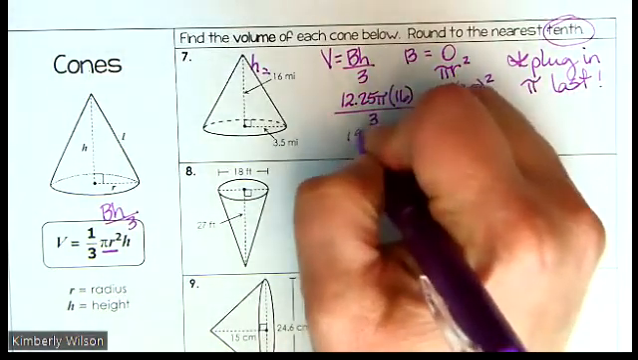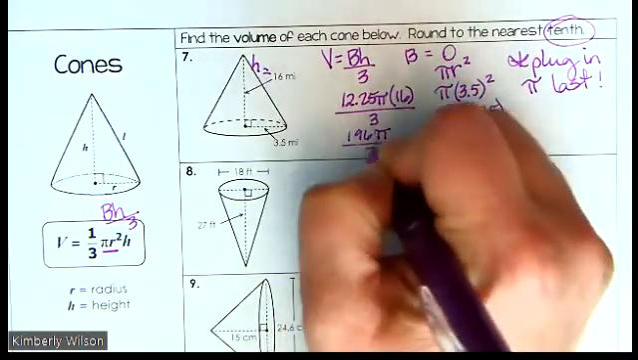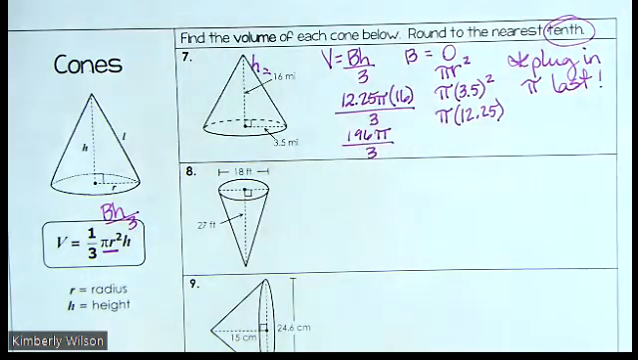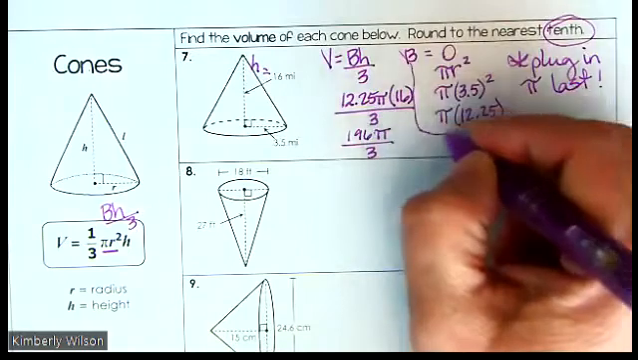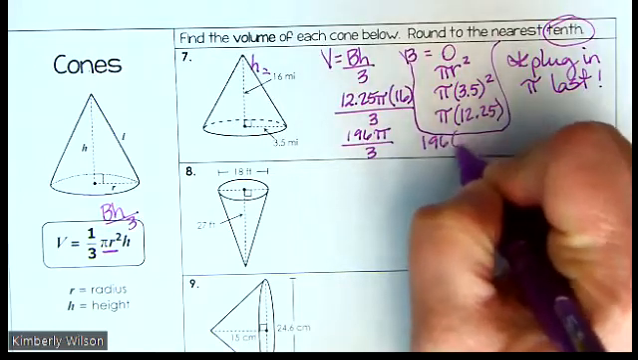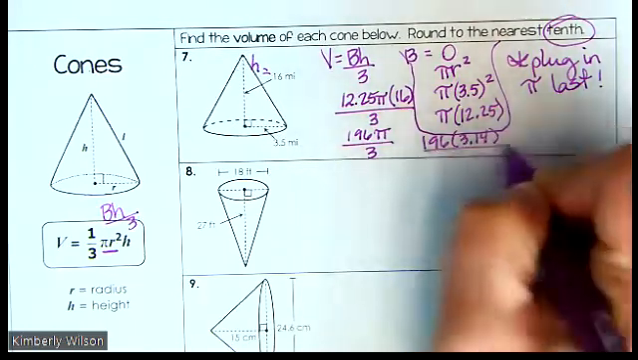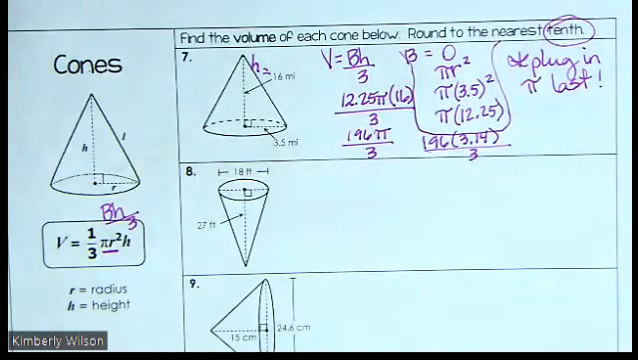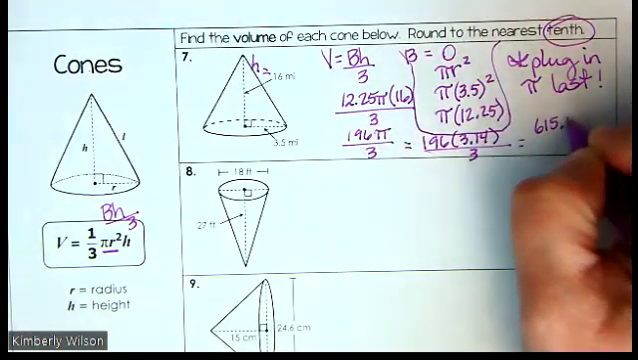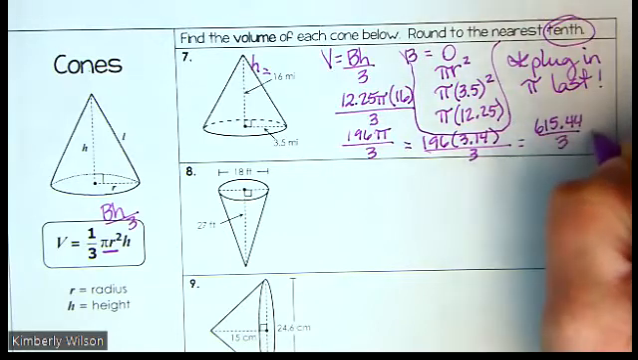So I have 196 pi divided by 3. Now, if I think about my divisibility rules, nope, that's not going to work. So 196 divided by 3. Okay, so now I'm plugging in the 3.14. So we have 196 times 3.14, all divided by 3, which is 615.44 divided by 3.